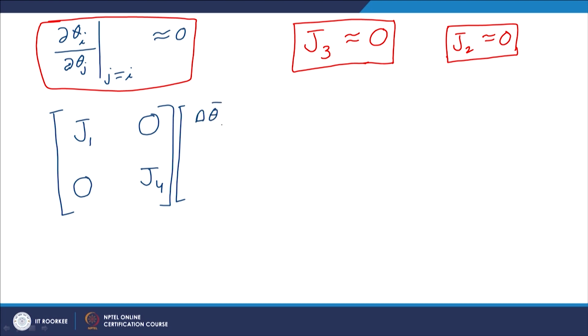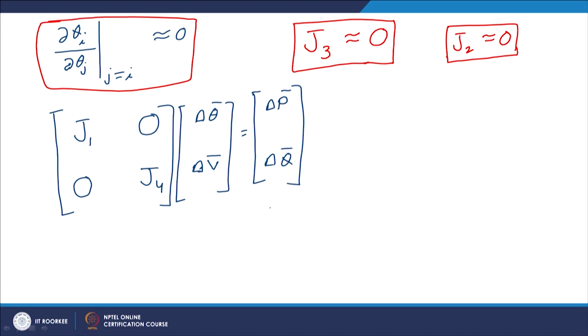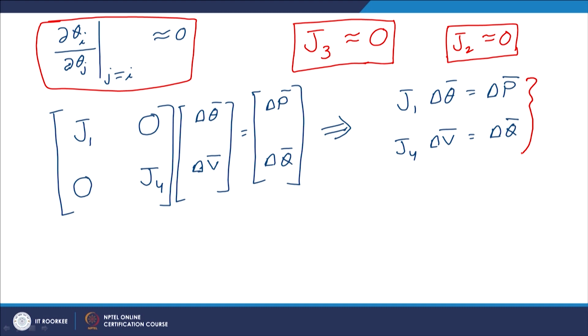So, we have the vector delta theta, delta V equal to delta P, delta Q. If I write down the equations individually, we get J1 into delta theta is equal to delta P, and J4 into delta V is equal to delta Q. From these two equations we can see that variation of theta is only dependent on variation of P, and variation of V is only dependent on Q.